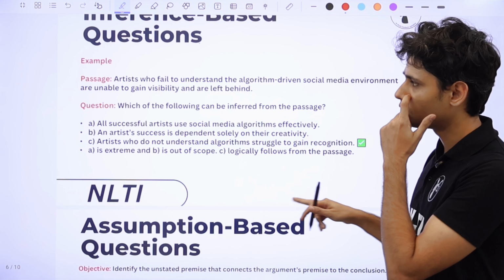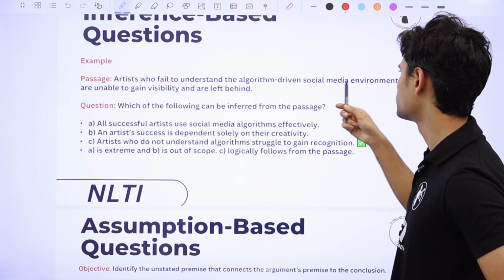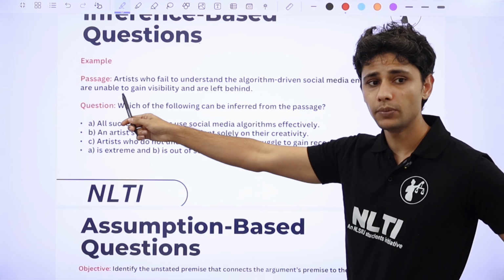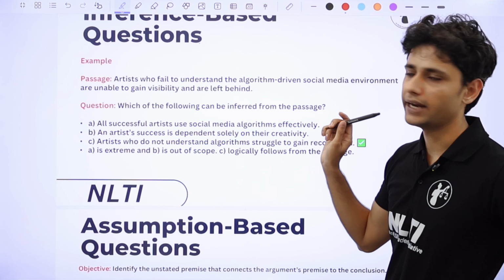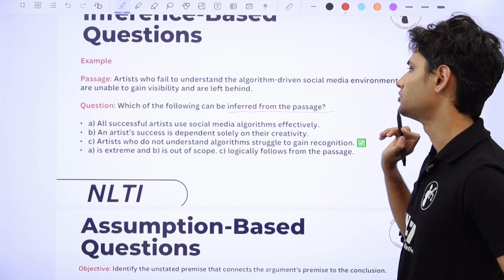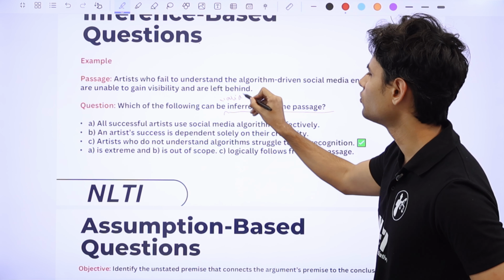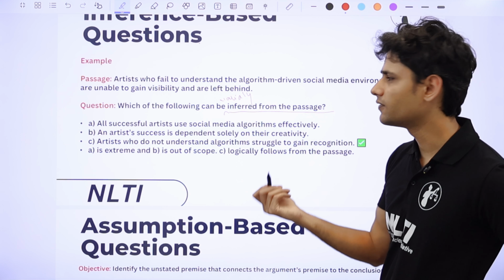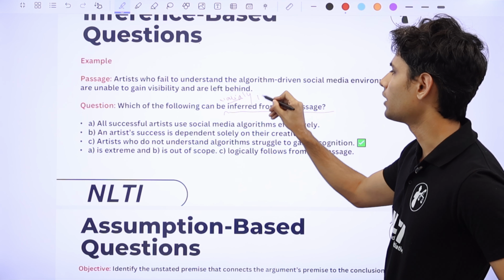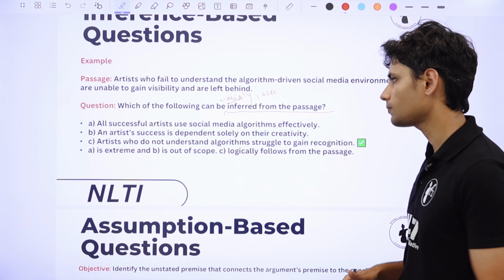So let's say one part of the passage says that artists who fail to understand the algorithm-driven social media environment are unable to gain visibility and are left behind. The question asks you which of the following can be inferred from the passage. Sometimes the question might also use the words validly inferred. Ignore all this, it doesn't really make much difference if it's written validly inferred or accurately inferred. All that is just slight distraction.